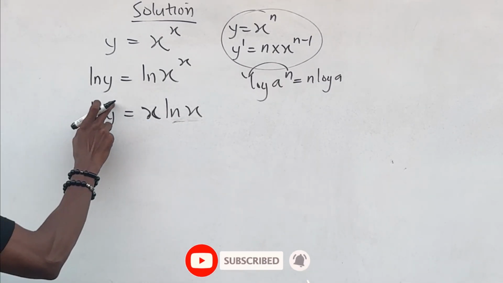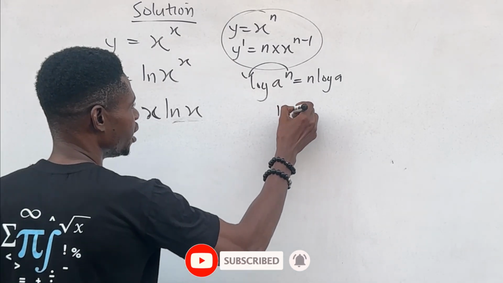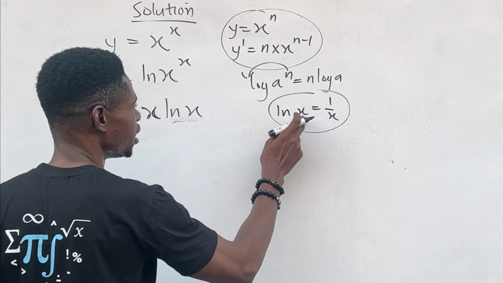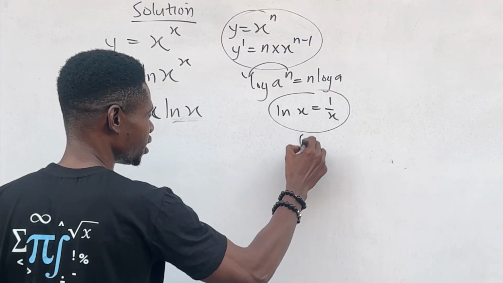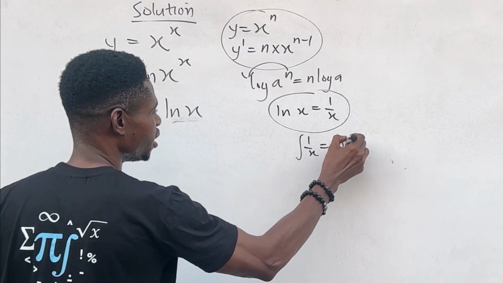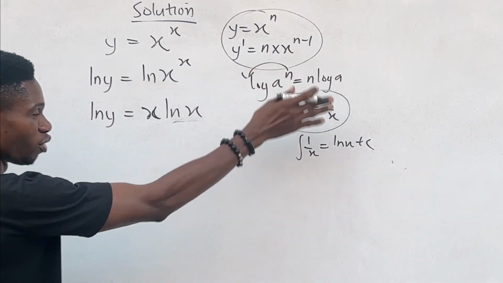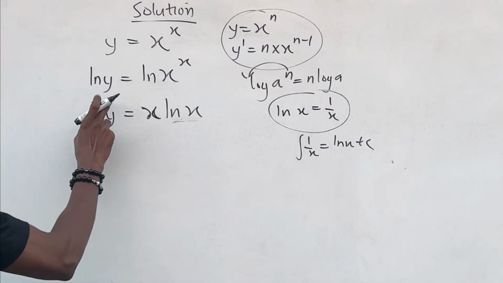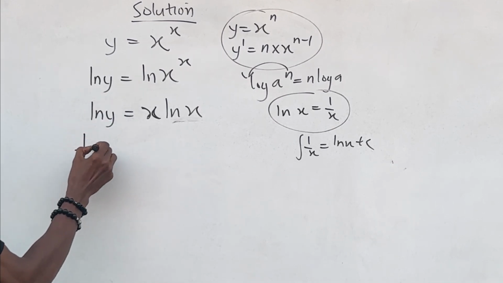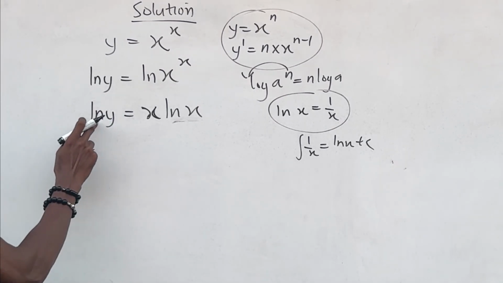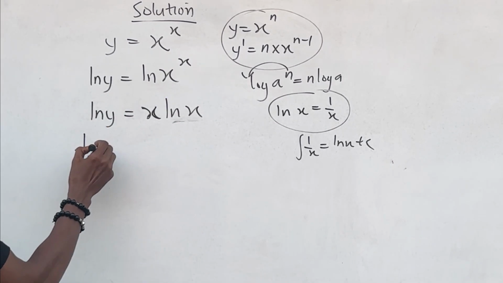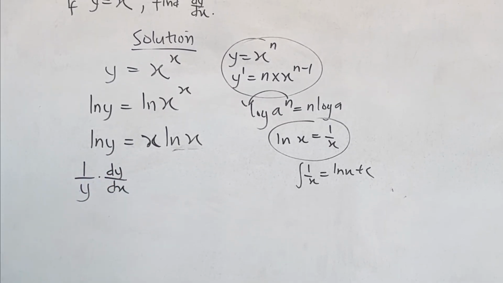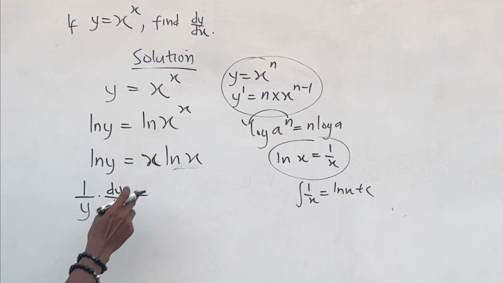If we differentiate ln x, we have 1 over x. And if you integrate 1 over x, you have ln x plus c. If you remember all of this from our basic calculus class. So if we differentiate ln y, we're going to have 1 over y dy/dx. Remember, we're differentiating with respect to x. So for the right side, now this is a product.